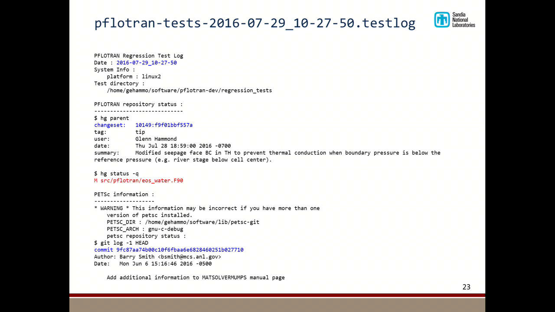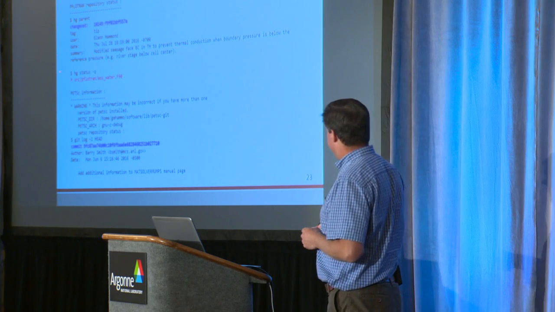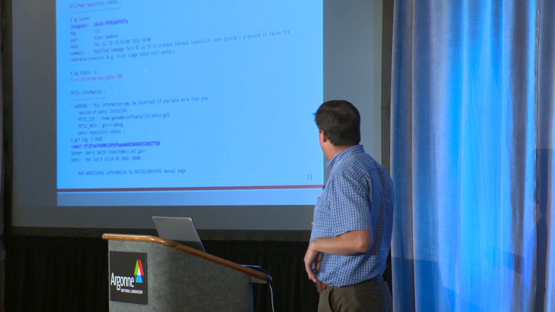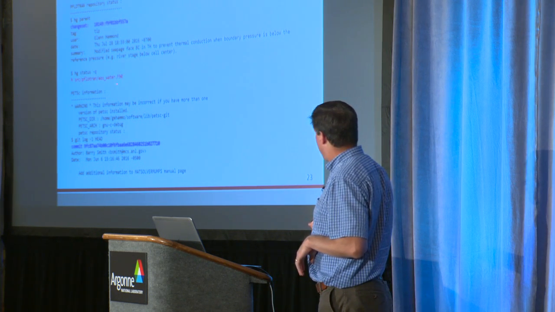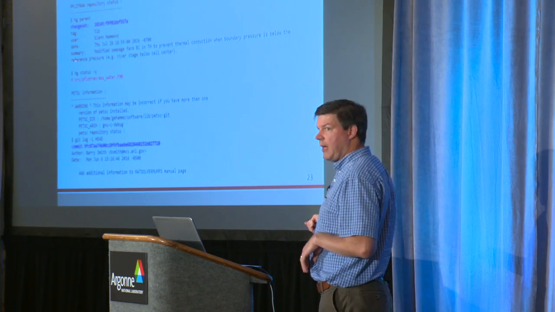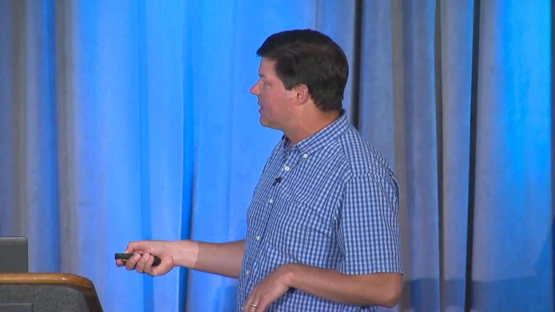Well, we can go into the output file, the log file for the regression test. It has the name PFLOTRAN tests with the date and time that it was run. It also has a status, or the current change set, for each of the repositories we're running, PETSc and PFLOTRAN. If you do an hg status, we use Mercurial, we see that the equation of state for water was changed, so that's probably where the error took place. But we also have this other information in blue here, these commits. It gives us a lot of information if we need to go back and track down what went wrong.